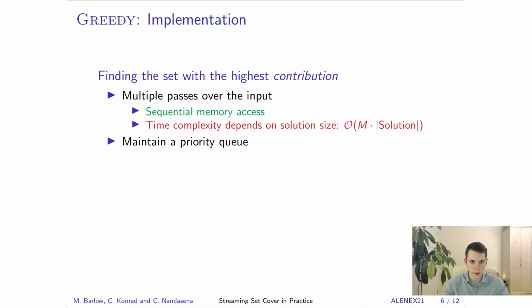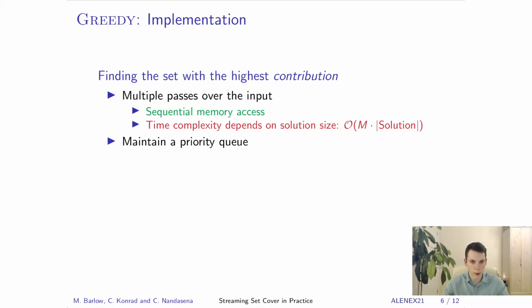We're doing one pass for each set added to the solution. So what are the alternatives? An alternative is to maintain a priority queue. So we construct this priority queue which stores the contributions of each set. The set with the highest contribution will then sit at the front of the queue, and we add that set to the solution at each iteration.